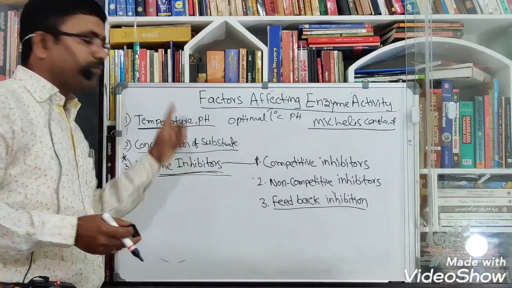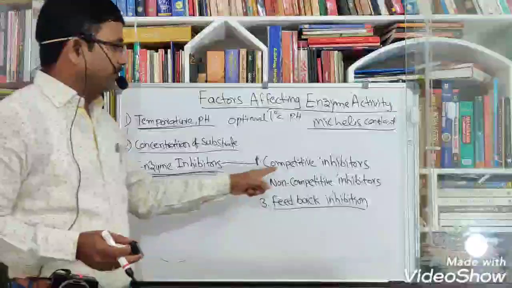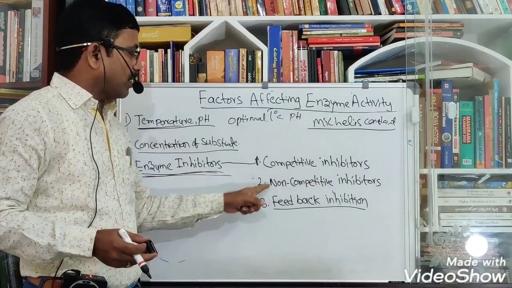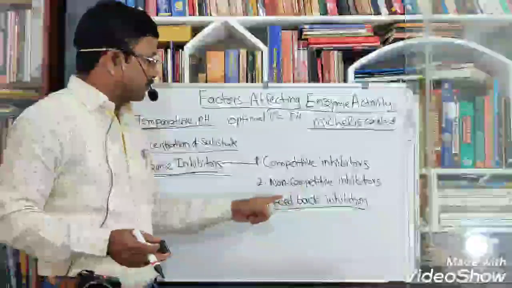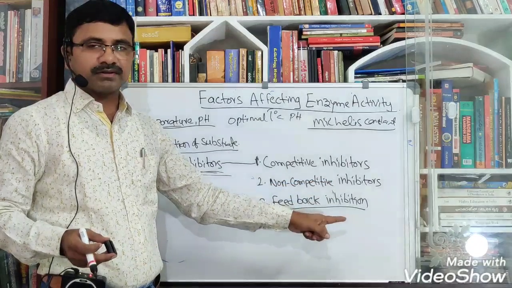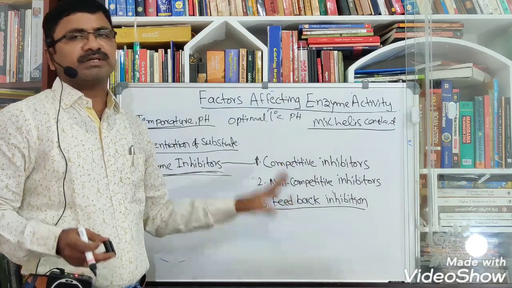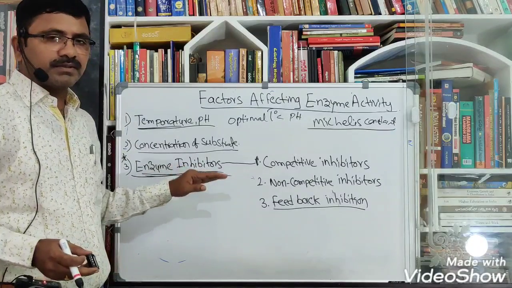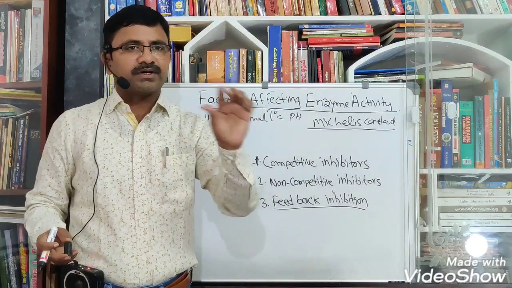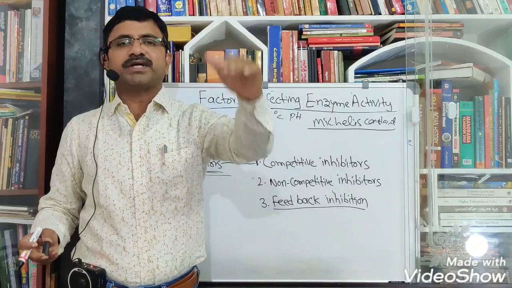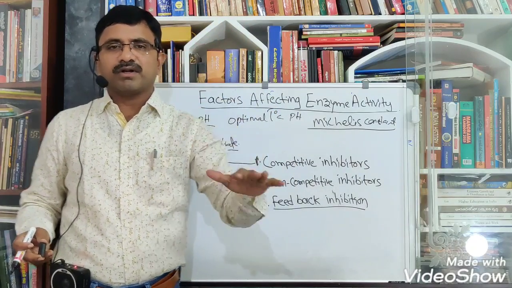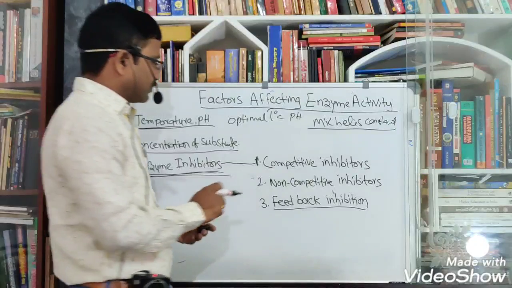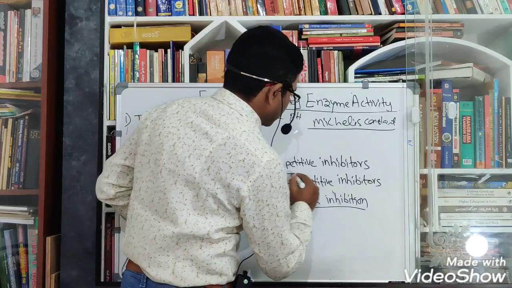Enzyme inhibitors are of 3 types: competitive inhibitors, non-competitive inhibitors, feedback inhibition. These are the most important concepts, ideas in our enzyme inhibitors. The chemicals which stop the enzyme activity are called enzyme inhibitors. So we can discuss one by one.